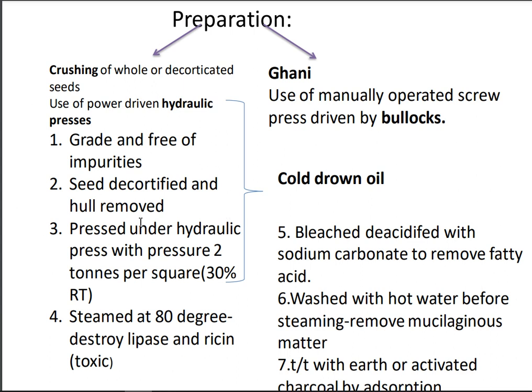Now this method is the hydraulic press, that is a mechanical method, while this ghani method is the previous or ancient method, wherein bullocks are operated on a screw which rotates, and the seeds are put in that container, and however the bullocks rotate, the seeds get crushed and the oil is obtained from that. So it is known as ghani. But the mechanical method is what we do.